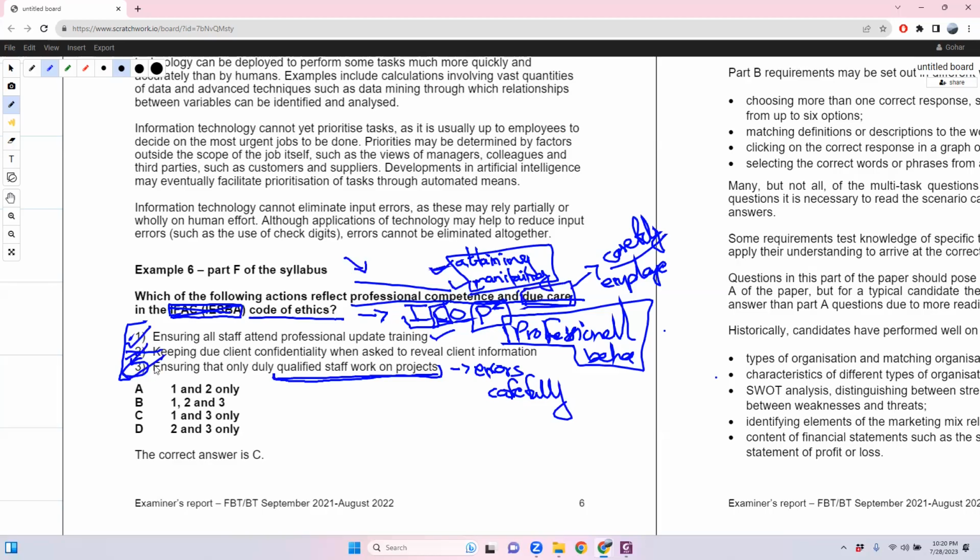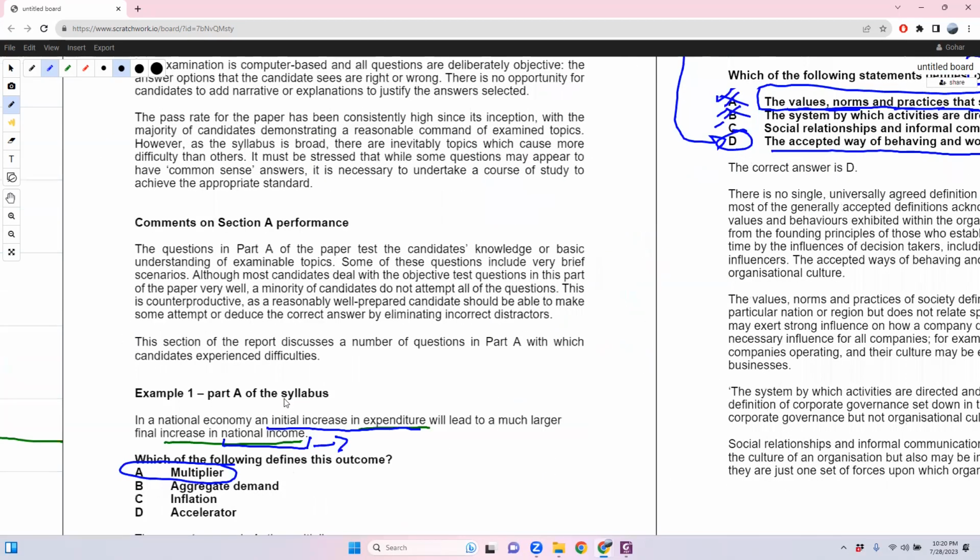So option number 1 and option number 3 are correct. The correct option is not A. It states 1 and 2. No, 2 was not the correct option. The correct option is option C. It states 1 and 3. This is the correct option then. So this is the end of the examiner's report for September 2021 towards August 2022.